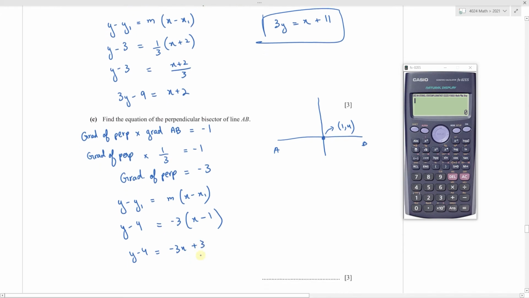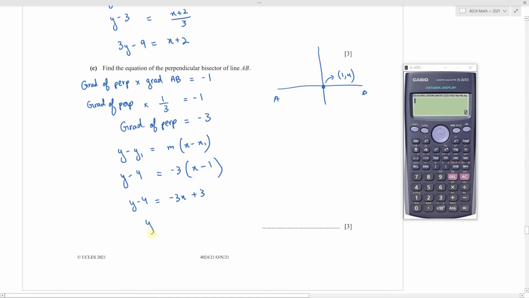And then if I take this 4 to the other side, y equals -3x plus 3, and then plus 4 will be plus 7. So y equals -3x plus 7 is the equation of the perpendicular bisector of line AB.